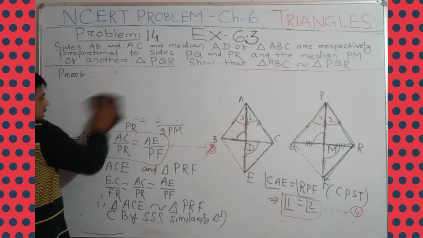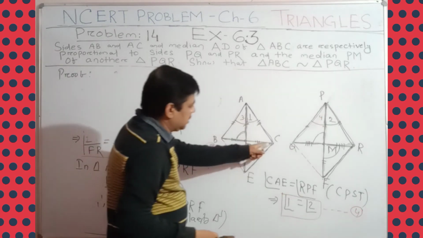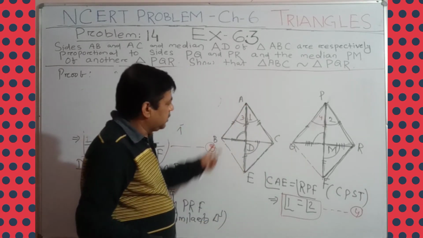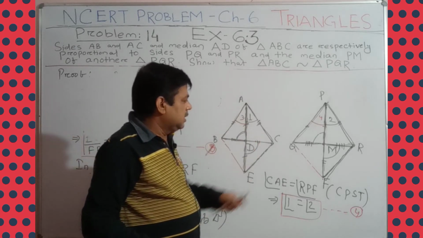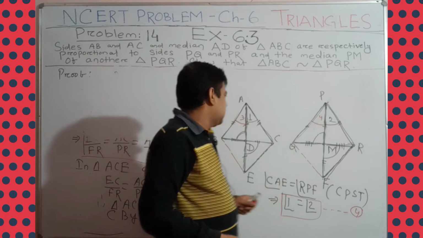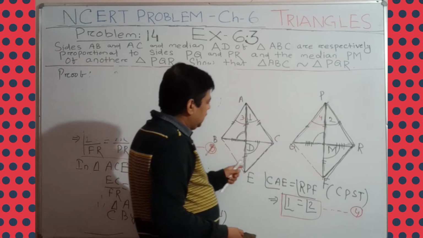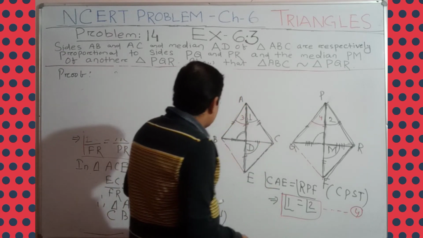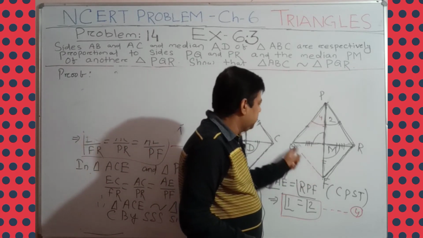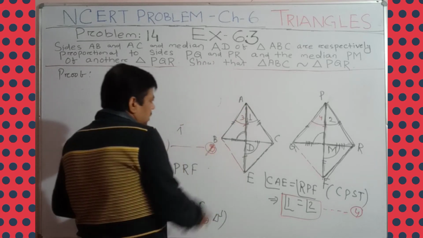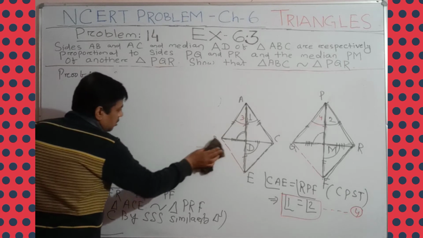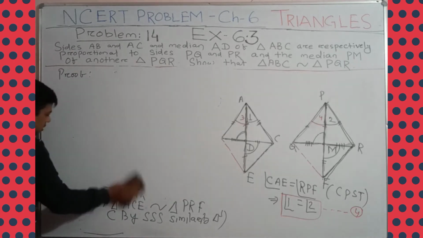by joining the construction CE and RF, as you already proved the triangle AEC similar to triangle PFR and angle 1 is equal to angle 2, in similar manner by joining BE and QF, you can prove the triangle AEB similar to triangle PFQ. As a result, angle 3 can be equal to angle 4. Yes or no? Yes. So angle 3 is equal to angle 4.